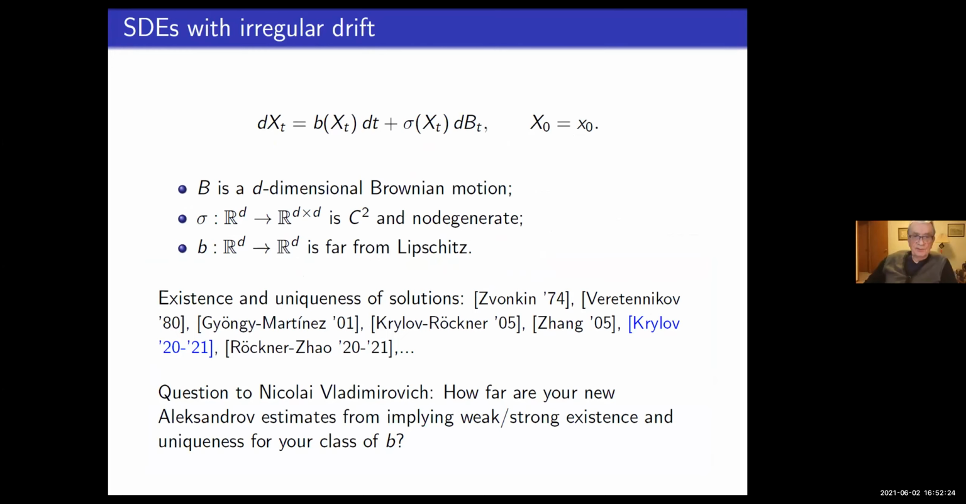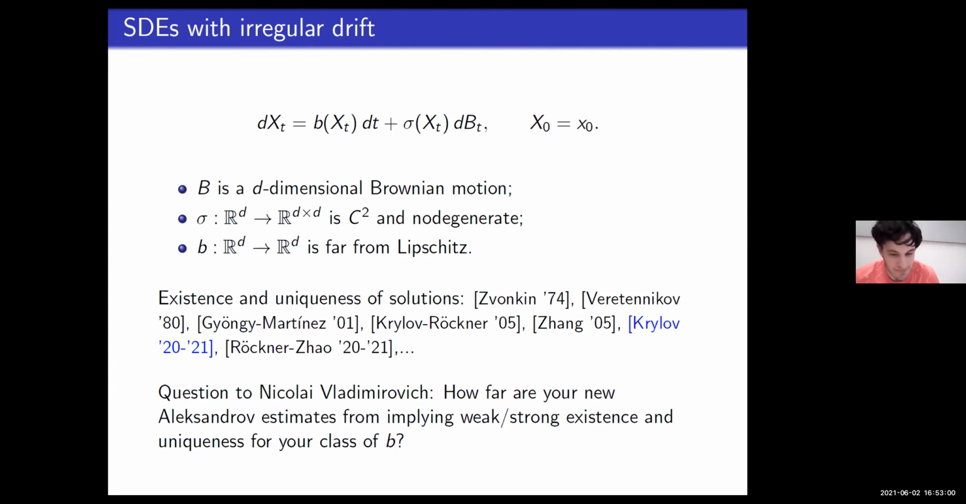Do you want me to answer? Yes, yes. Okay. The thing is that once you get Alexandrov estimates, there is weak existence. About strong existence, it has nothing to do. These estimates have nothing to do with strong existence. But weak existence you get almost automatically by using the Skorokhod method.